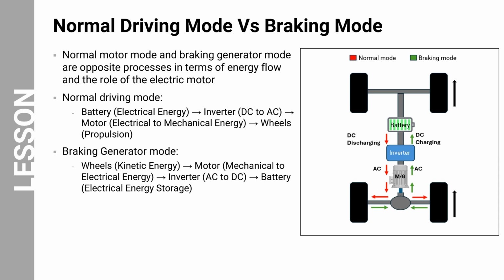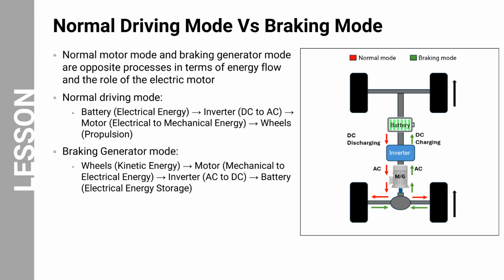This illustration aims to demonstrate the opposite processes of energy flow and the role of the electric motor in normal motor mode and braking generator mode. During normal driving, the energy flow starts from the battery, which stores electrical energy. The inverter then converts the DC power from the battery into AC power, which is fed to the electric motor. The motor, in turn, converts the electrical energy into mechanical energy, which is used to propel the wheels and drive the vehicle forward. On the other hand, during braking or regenerative mode, the energy flow is reversed.